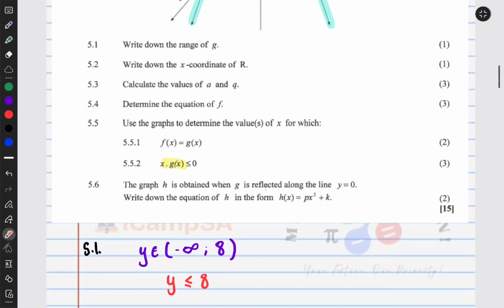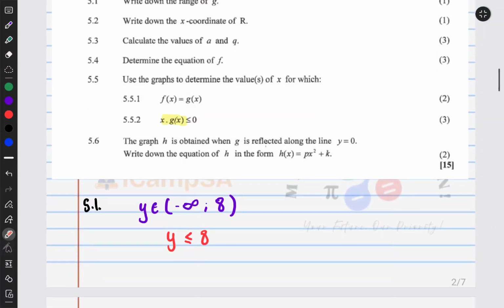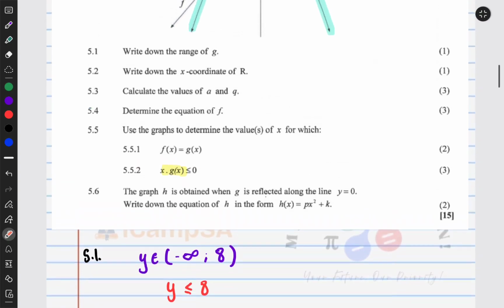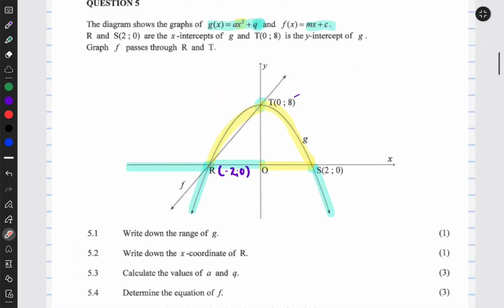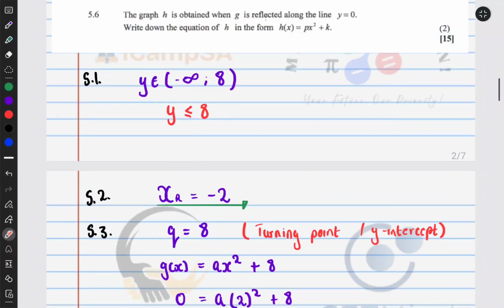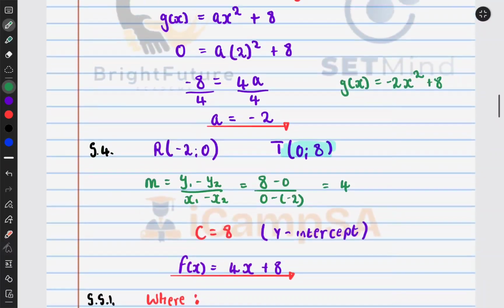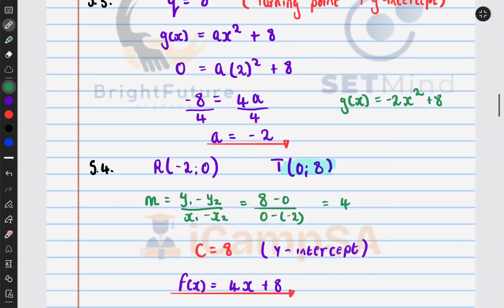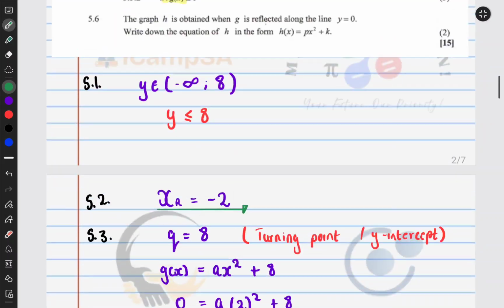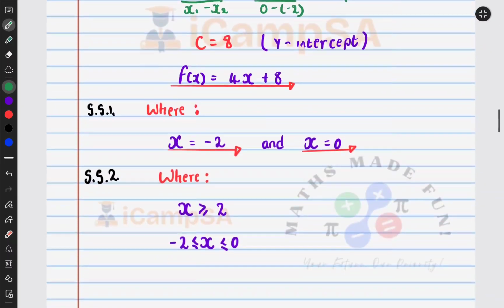Okay, write down the equation of h in the form of, okay, so we are reflecting the function of what? Of g. Let's quickly write down the equation of g. G at x, we know that q is 8, the equation of g at x is negative 2x squared plus 8. So we have to reflect this equation about y is equal to 0, and that is 5.6.